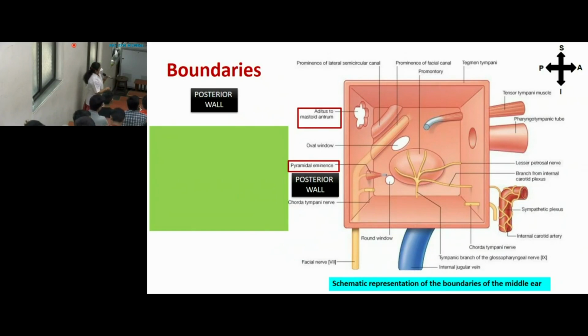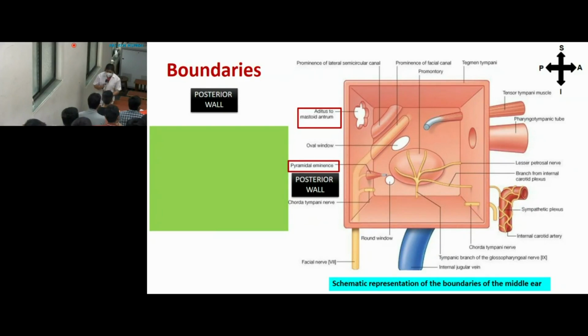There is this triangular projection of bone called pyramidal eminence. Okay, which contains stapedius muscle. So the muscle is seen running within pyramidal eminence and it is inserted on the stapes bone, which is present inside the middle ear cavity. Okay. Along with this pyramidal eminence, here you can see one nerve coming from facial nerve. Which is this nerve? Chorda tympani nerve. So these are the structures present in posterior wall of the middle ear cavity.